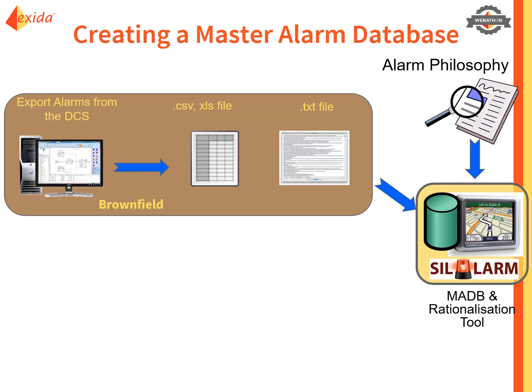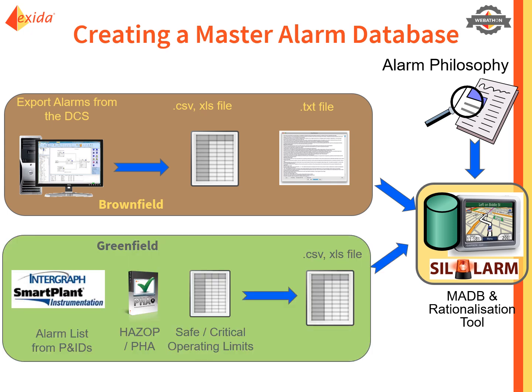So when we're creating a master alarm database, we would usually export alarms from a DCS system. So this is a brownfield site where we've got an existing list of alarms, and we need to rationalize that list and compare the alarms against the criteria and decide whether we're going to keep it or get rid of it. Now, if you're on a greenfield site, of course, there is no export from the DCS. There is no alarm list as yet. So we need to use all the other input documents like HAZOPs and LOPAs and the operational procedures to create a master alarm database.